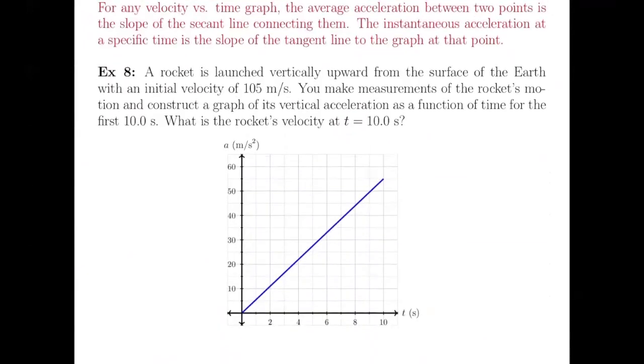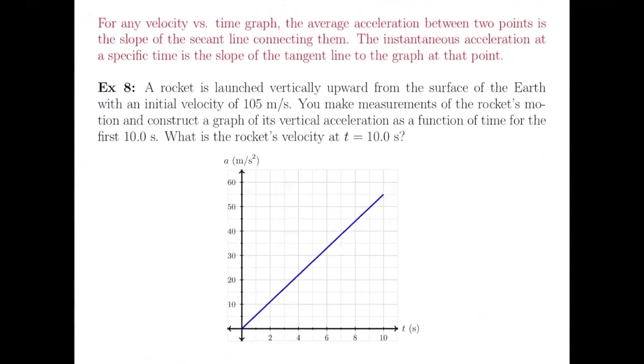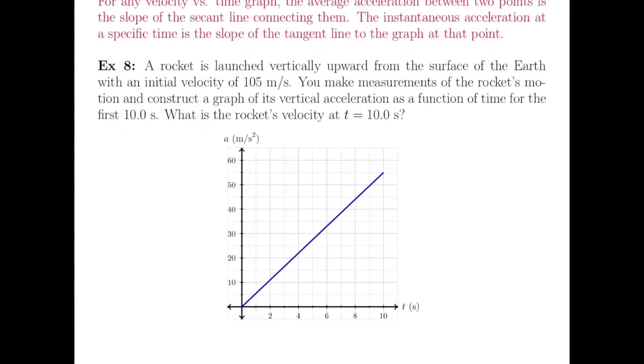All right, last example. A rocket is launched vertically upward from the surface of the Earth with an initial velocity of 105 meters per second. You make measurements of the rocket's motion and construct a graph of its vertical acceleration as a function of time for the first 10 seconds. What is the rocket's velocity at t equals 10 seconds? So we want velocity at this point here at 10 seconds. I do want that, yes.